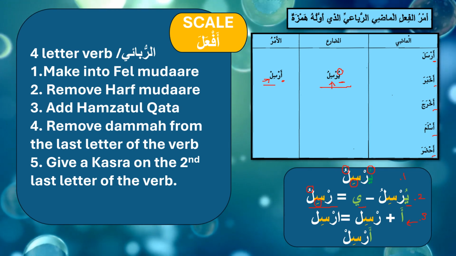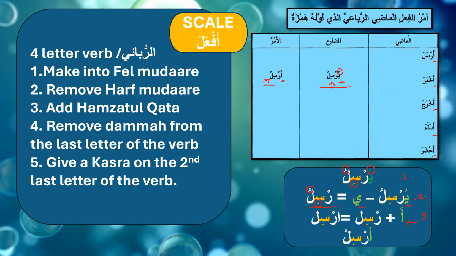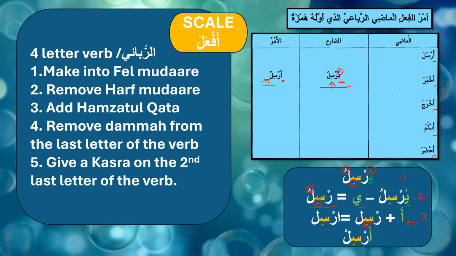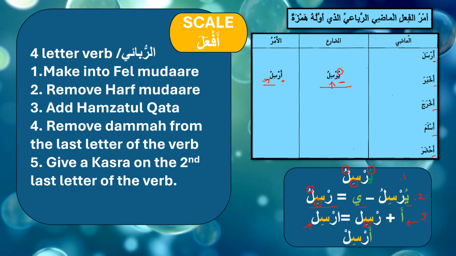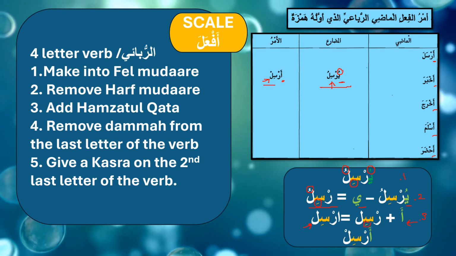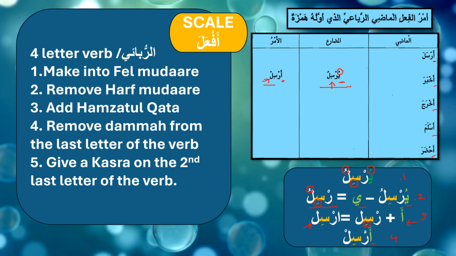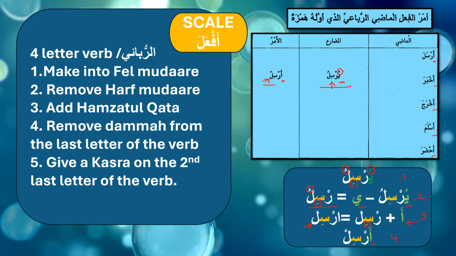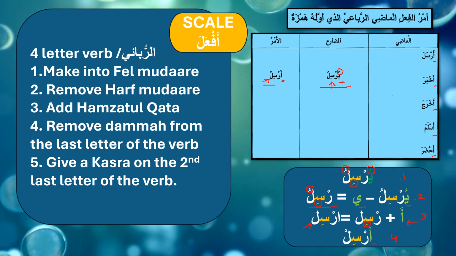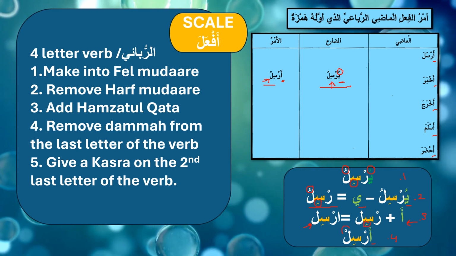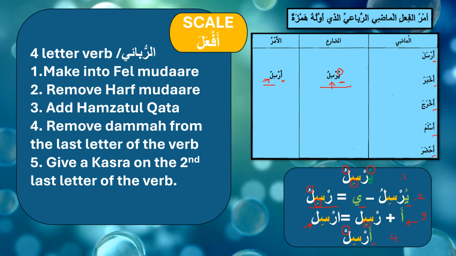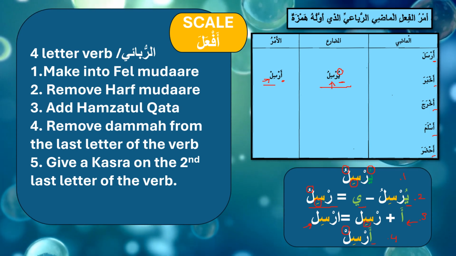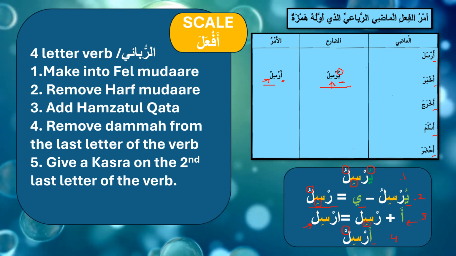Now you need to add the three letters ra, sukun, sin with kasra, and the lam. So I have left lam without any harakas. The moment hamzatul qata is added in the fourth step, the structure remains the same. There are no changes in the harakas except the sukun on the last letter. So this is how you are going to make command from the four-letter rubai past tense.